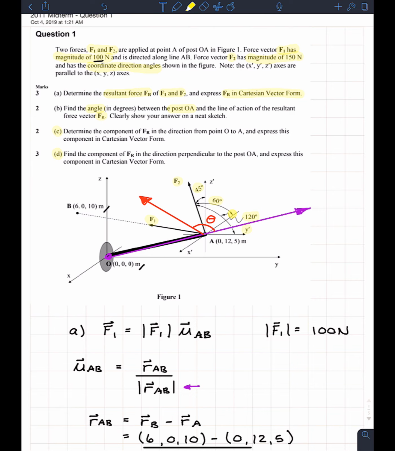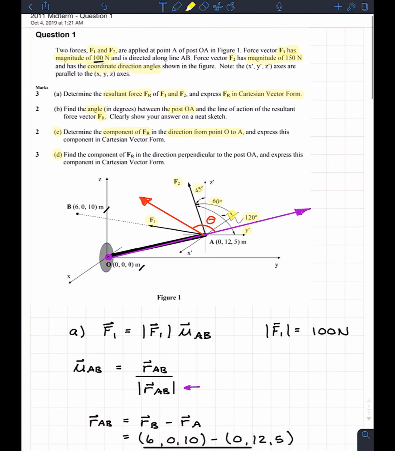So part C says determine the component of FR. So right away you're thinking component, oh, that's garbage. Components suck. And in the direction from point O to A, and express this component in Cartesian vector form. So here's my little hint to you guys. If it ever asks for the component of something, the component of something on a line, the component of a force on a line, the component of a moment on a line, your head should scream dot product.